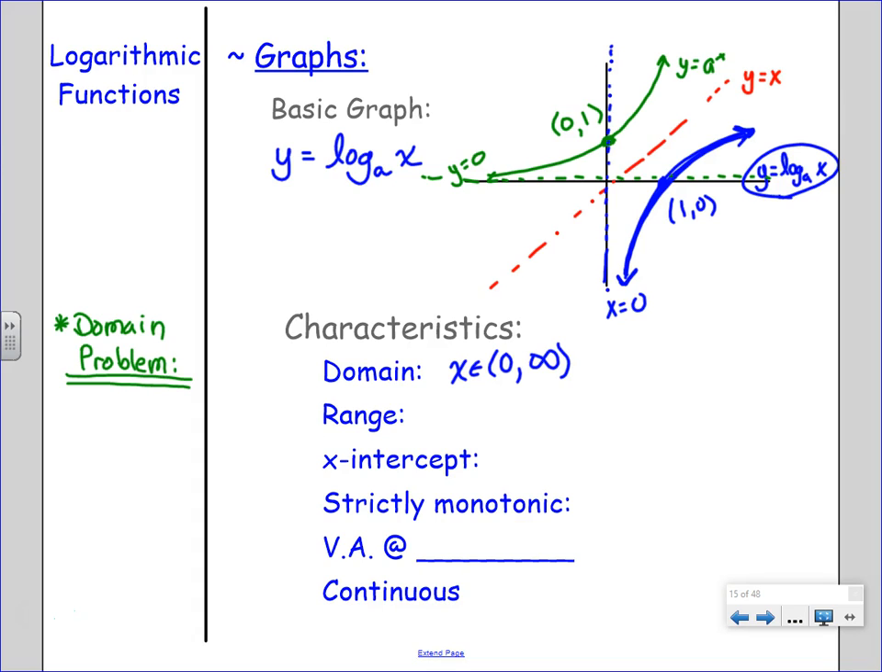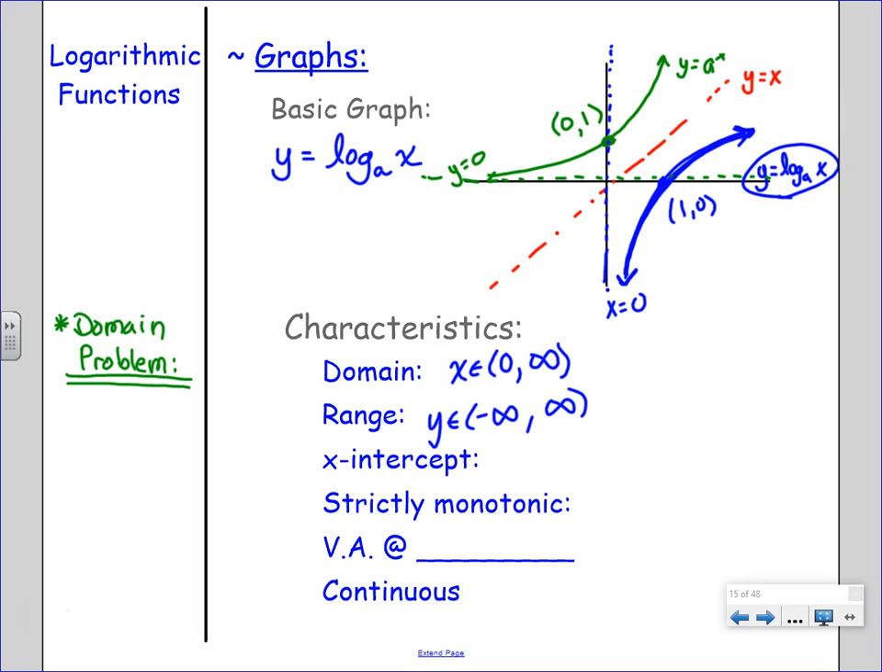Exponential functions had no domain problems. It goes forever left, forever right. But logarithmic, because of that vertical asymptote, he's stuck. He has a domain problem. Range, how low does he go? Infinitely low. I like it. We'll say negative infinity. How high does he go? Positive infinity. Now, does he go as fast as the exponential one does? No, but he's still going up.